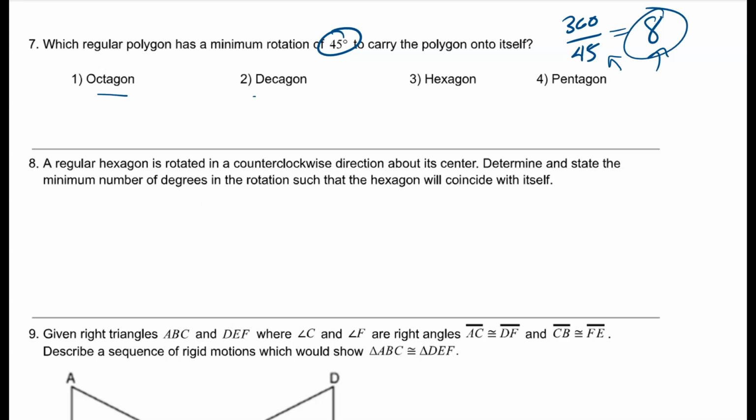So as I'm looking at my answer choices here, remember an octagon has 8 sides, a decagon has 10, a hexagon has 6, and a pentagon has 5. My octagon would be the one with the 8 sides here.